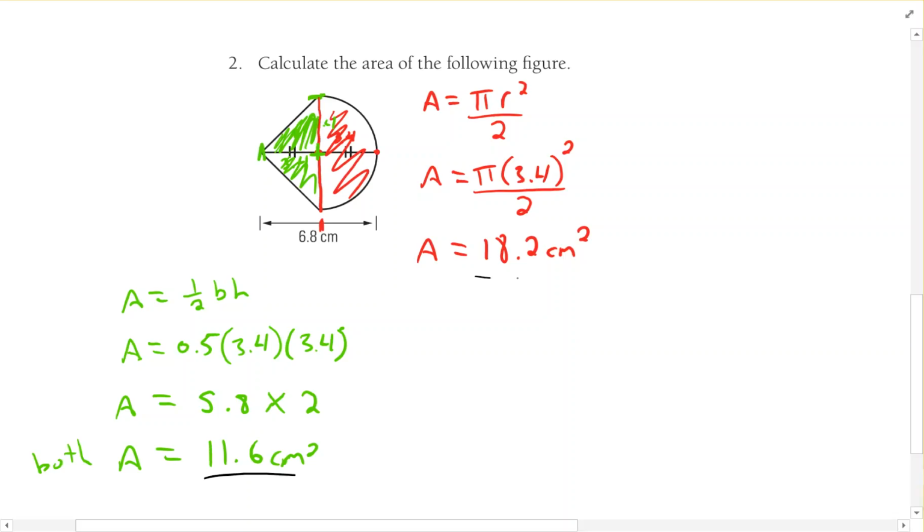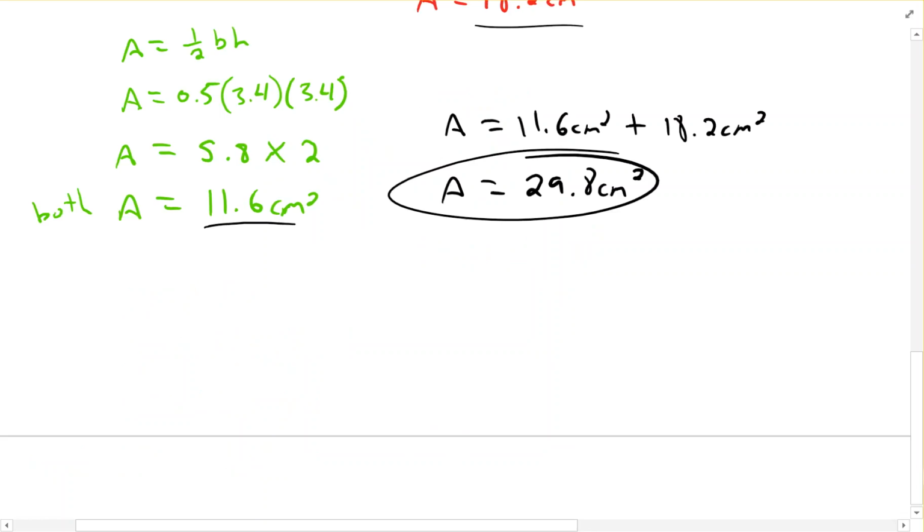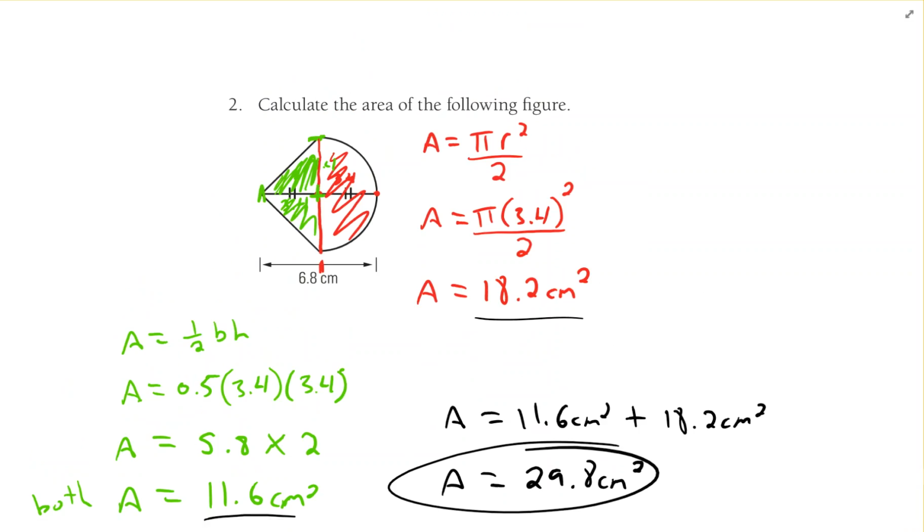So we figured out that one and that one. So the total area here is going to be equal to 11.6 plus 18.2 centimeters squared. So 29.8 centimeters squared. And then I'll circle my answer. All right, so that's it for that one. Moving on.